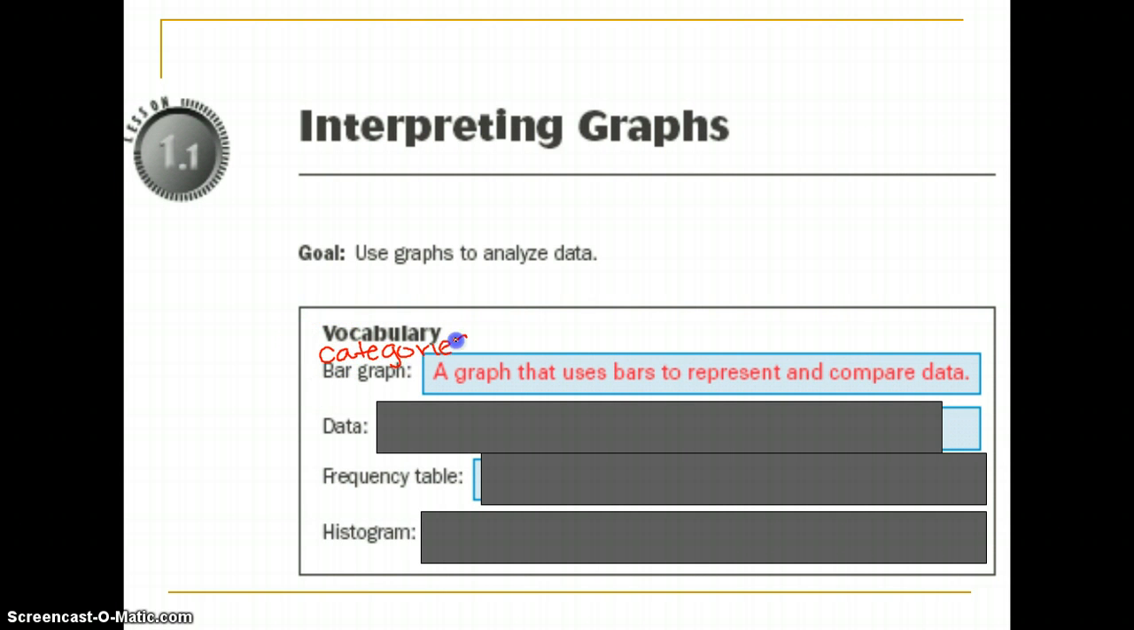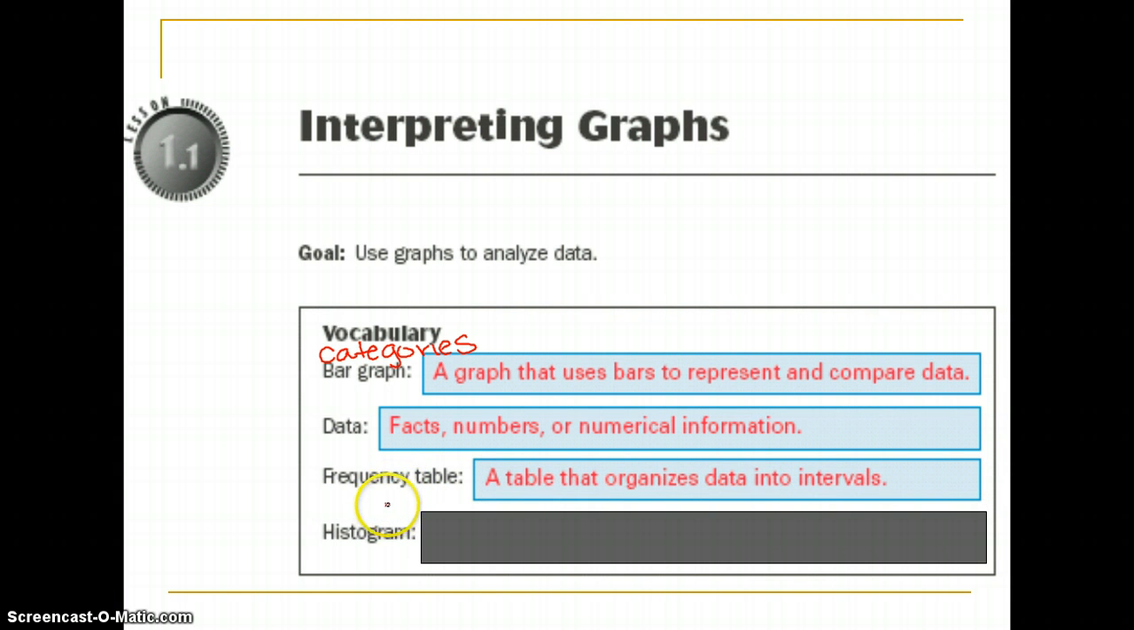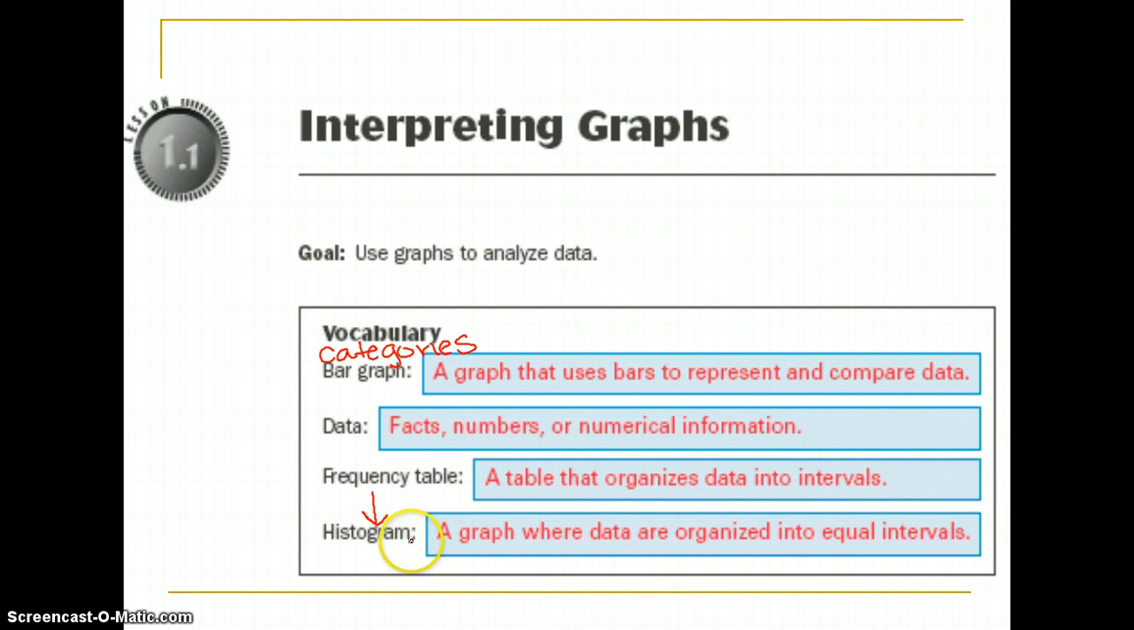Data are facts, numbers, or numerical information. A frequency table is a table that organizes data into intervals. A histogram uses a frequency table, so you cannot have a histogram until you can create a frequency table. A histogram is a graph where data are organized into equal intervals.